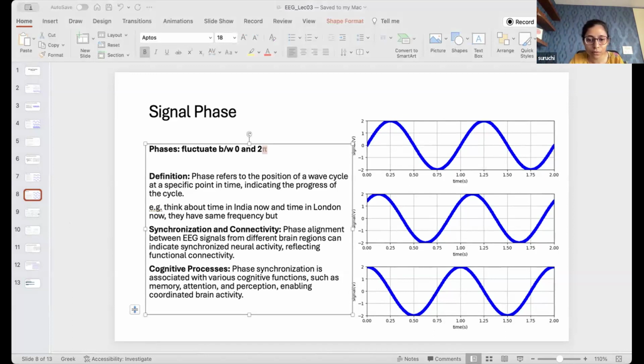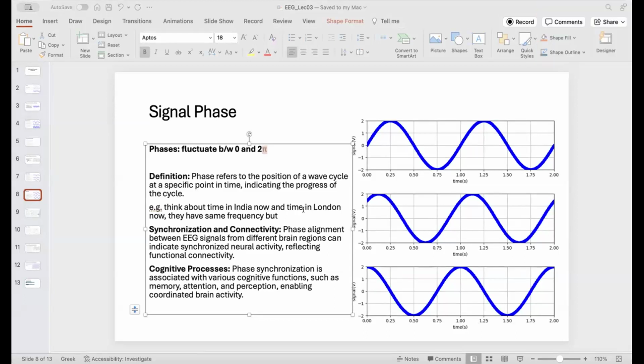So my notebook is visible or still the presentation? Still presentation visible.